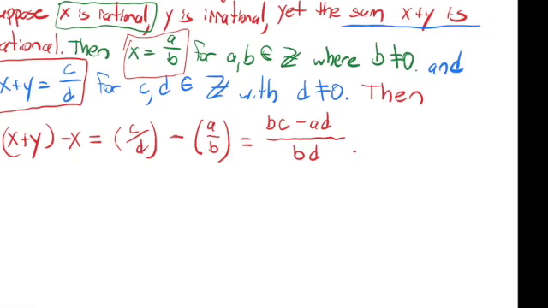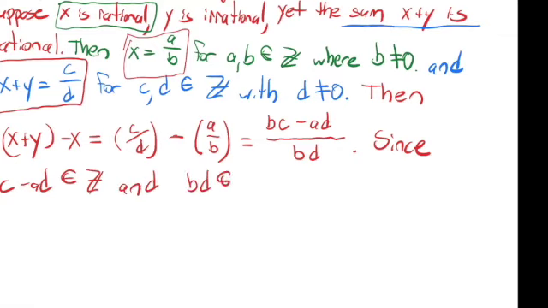That's a rational number. And how do we know that this is rational? Because B, C, A, and D are all integers. So when you subtract them, you have an integer over an integer. So we got BC minus AD. That's going to be an integer. And BD is an integer.